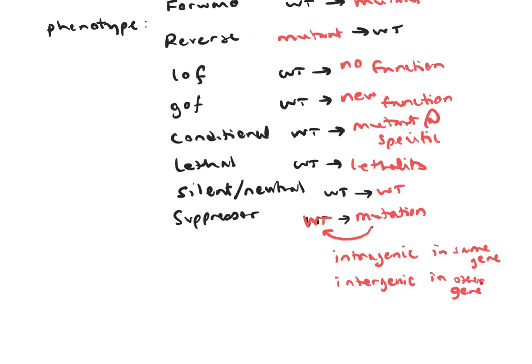And again, these are important because they reveal genes that are working in the same pathway, but they can also reveal the nature of a mutation within a specific gene.